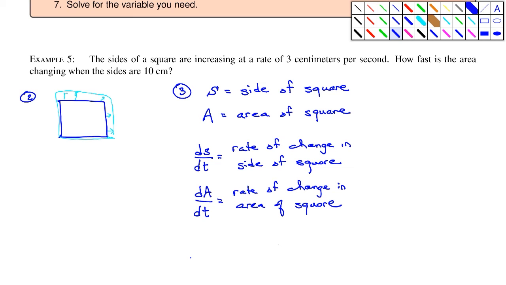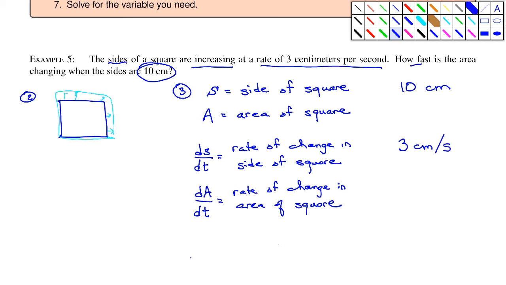Now let's mark each of these variables with information that we know. At the point of interest, the square is going to start expanding, and we want to know what happens when the square reaches a side length of 10 centimeters. So let's put that in here. We know that the side of the square is increasing at 3 centimeters per second. That's a rate, which means that's the derivative. So that's ds/dt, 3 centimeters per second.